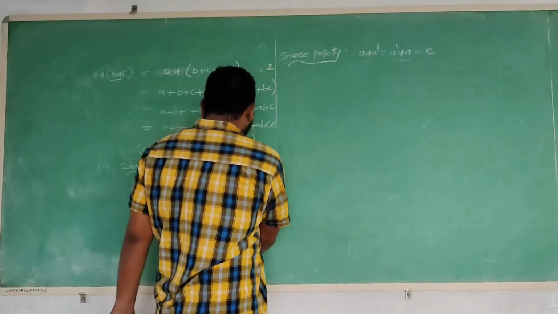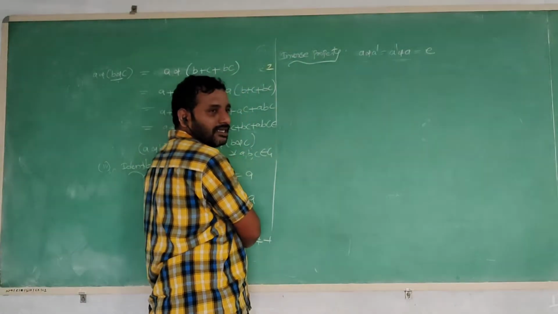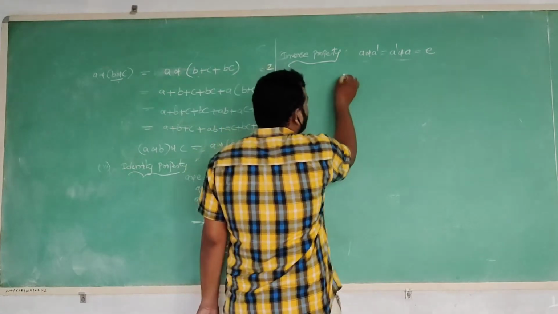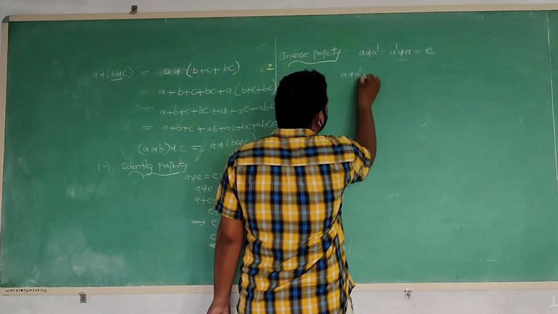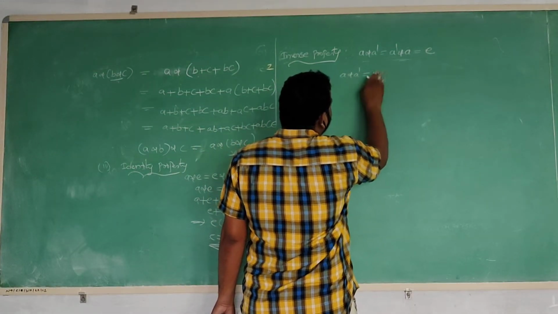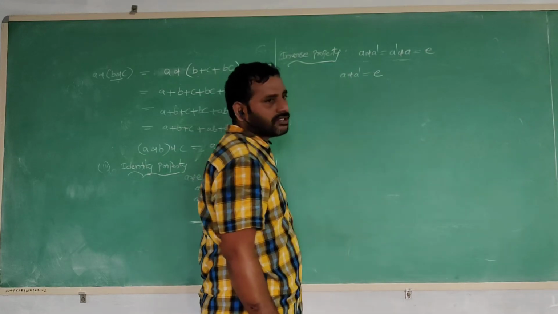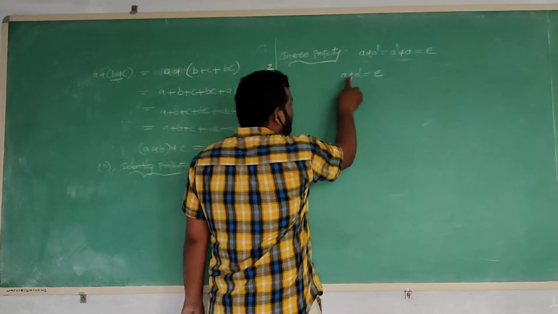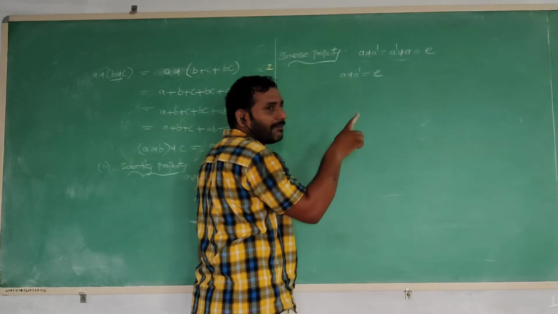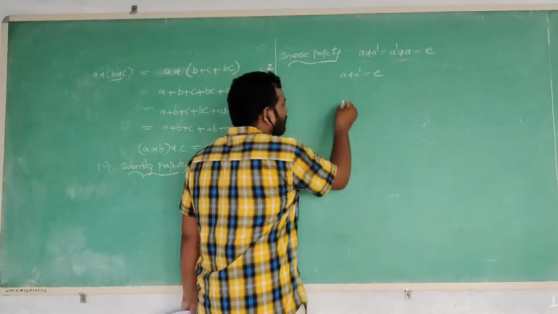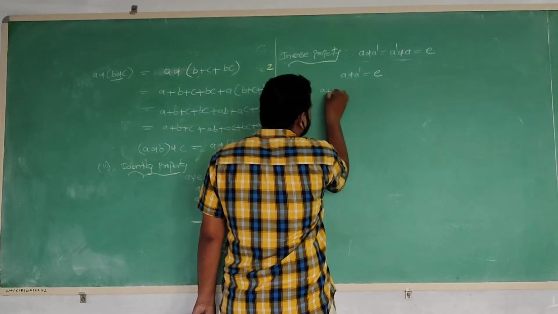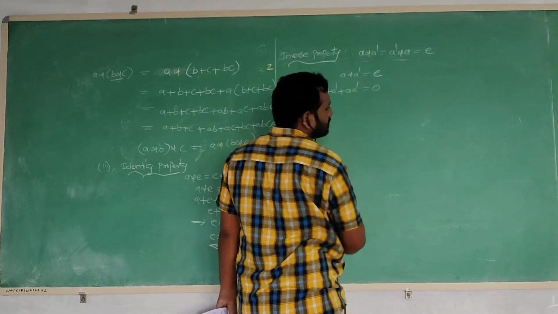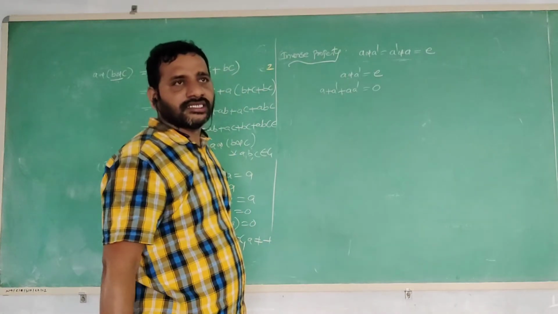What is the identity element here? Identity element is 0. Now I am taking A star A dash equals E. Here the identity element is 0. The operation star is defined by A plus B plus AB, so I am writing A plus A dash plus A A dash. Here E equals 0, in this case the identity element is 0.